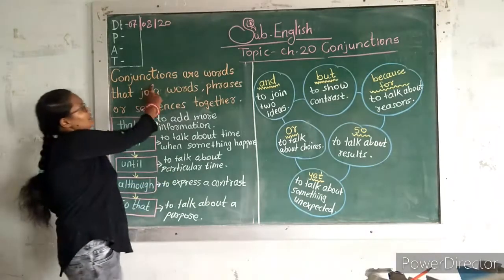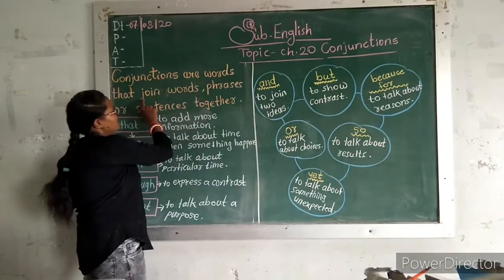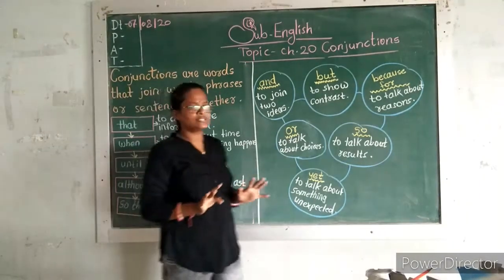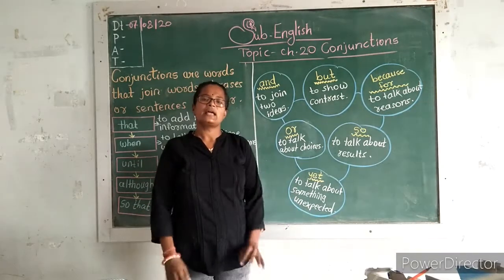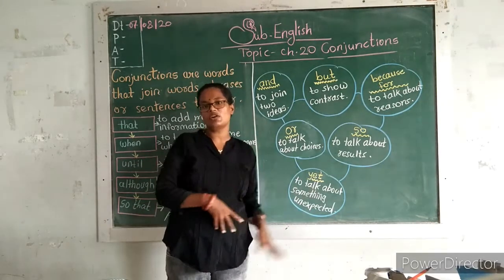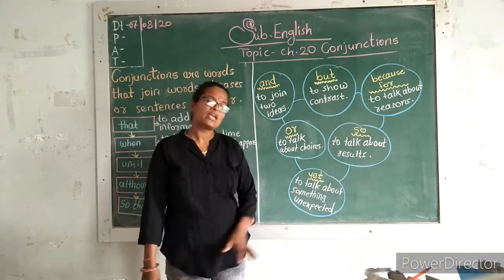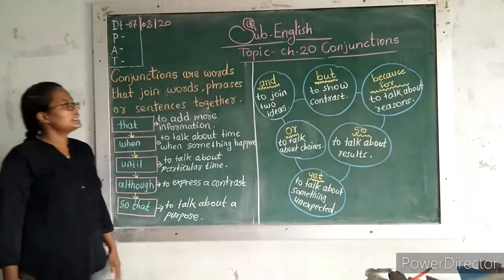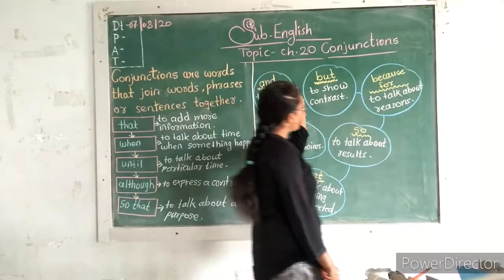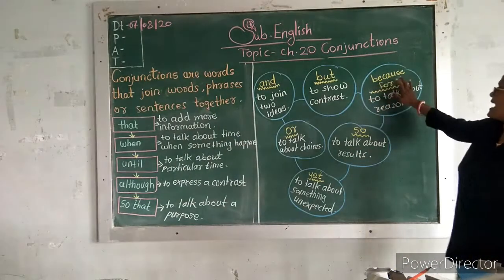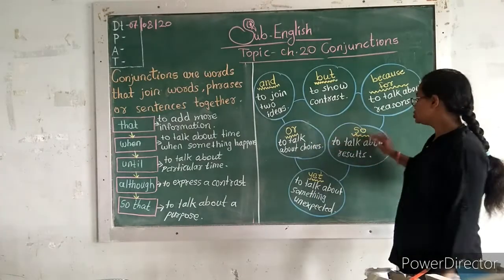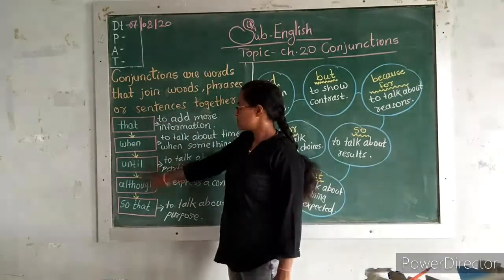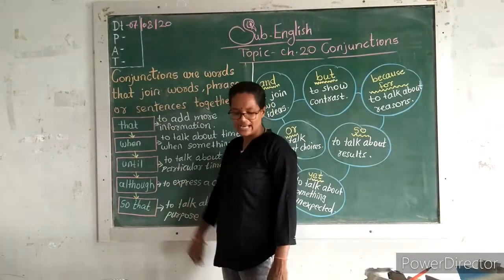One more time. Conjunctions are words that join words, phrases or sentences together. What are the conjunctions? There are a lot of conjunctions. In 6th standard you will learn about subordinating and coordinating conjunctions, right? This time we are having only these two groups of conjunctions. Let's discuss this group first: and, but, because, for, or, so, yet. Then after that: that, when, until, although and so that.